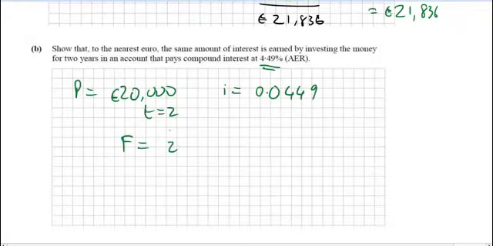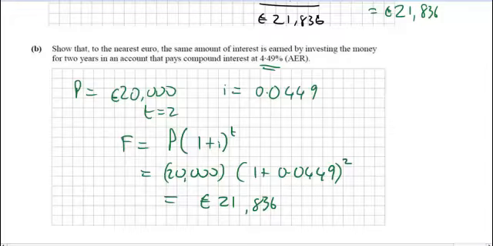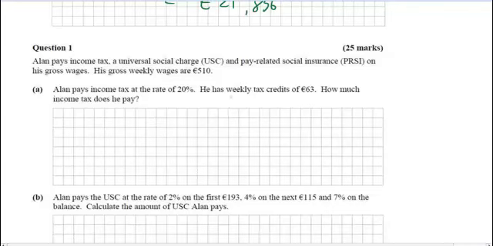If we substitute straight into our formula, final amount is equal to p times 1 plus i to the power of t. Principal sum is 20,000 times 1 plus 0.0449 to the power of 2, and we do indeed get the same answer, which is 21,836.